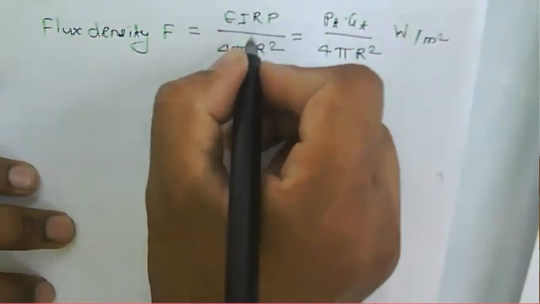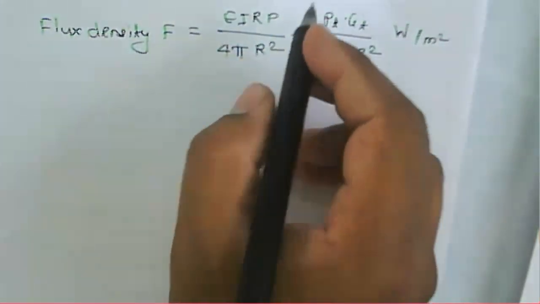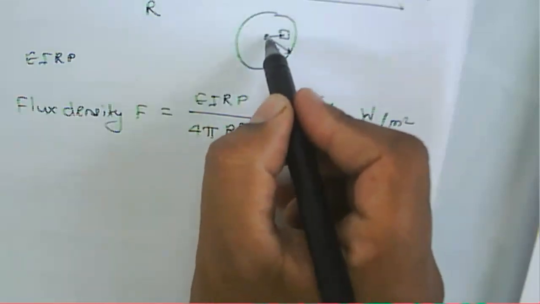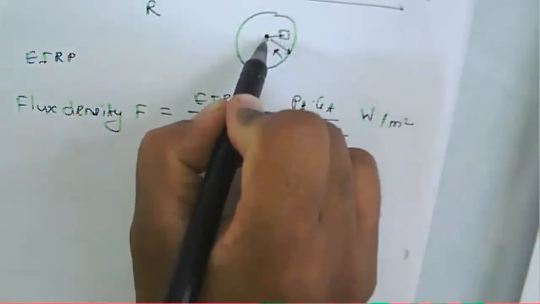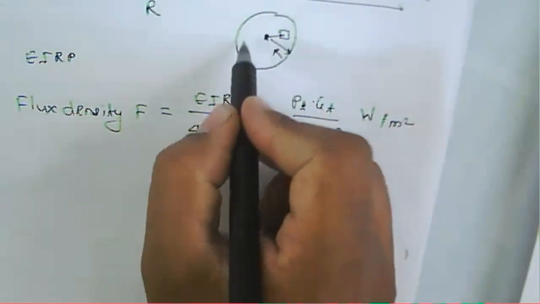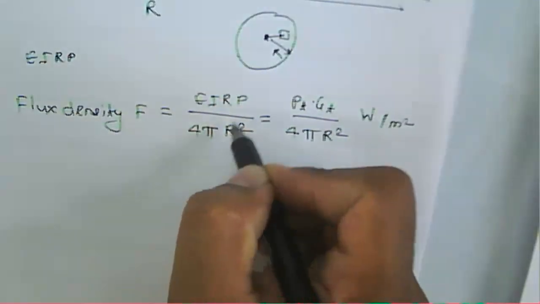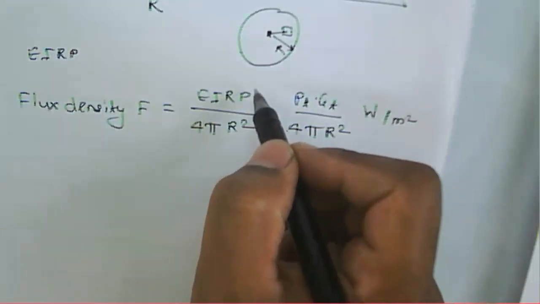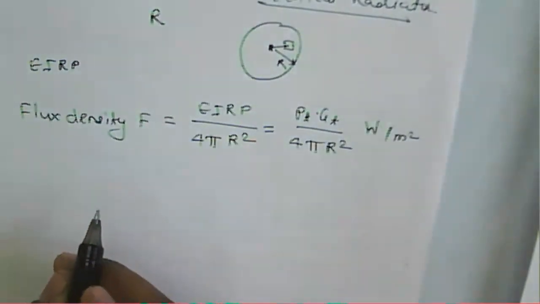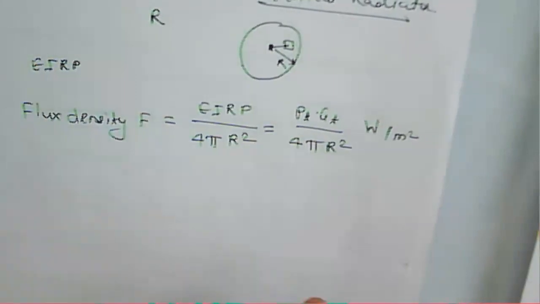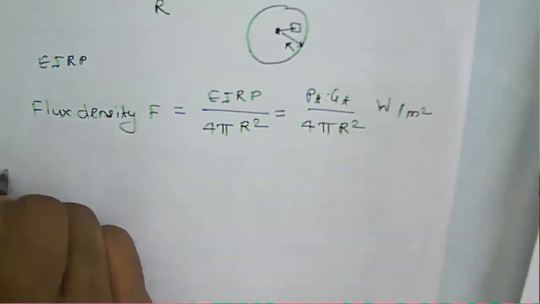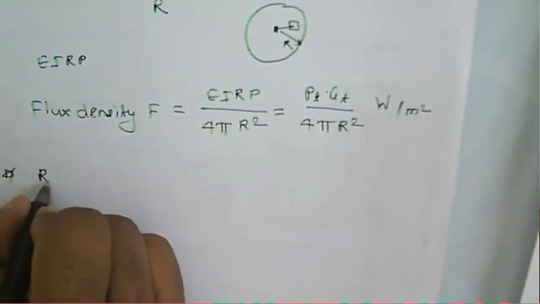If flux density F is equal to the effective isotropic radiated power, that is the EIRP from the source in a given particular region. That's why the 4 pi term is here, and the distance is r. So power flux density F is equal to EIRP by 4 pi r square. That will be the transmitting power. Then next, the received power.